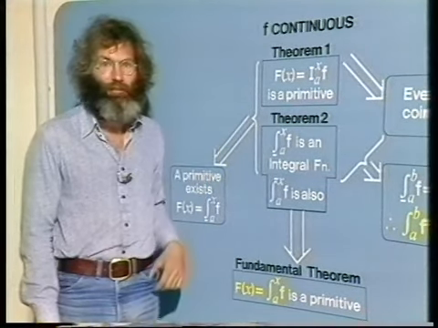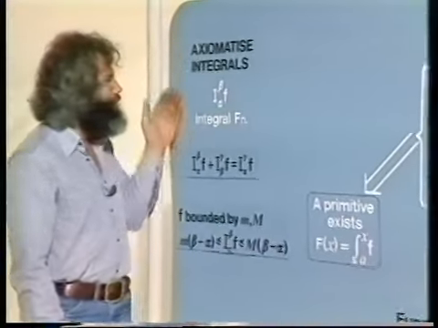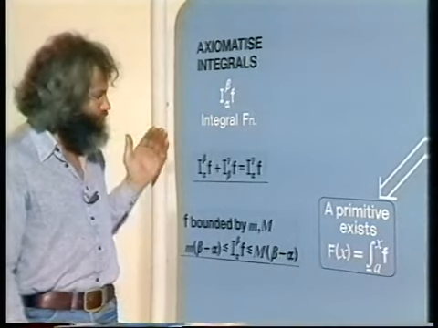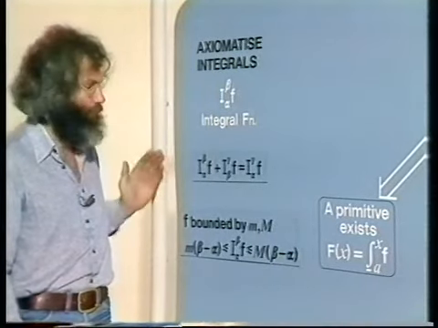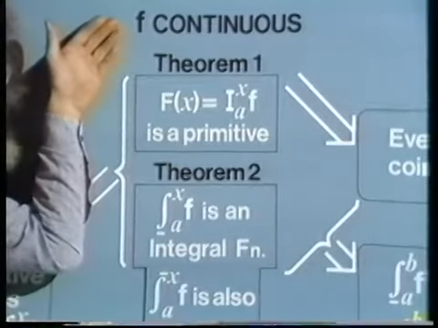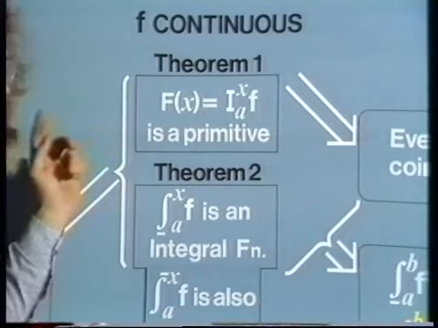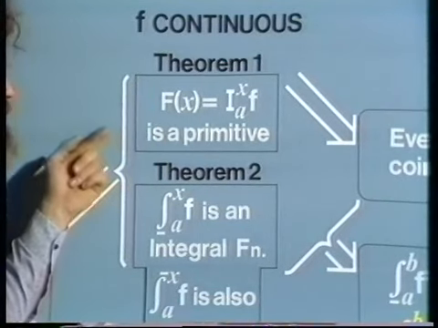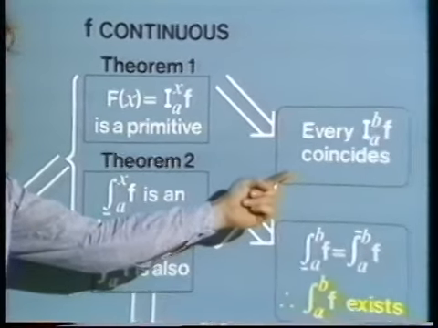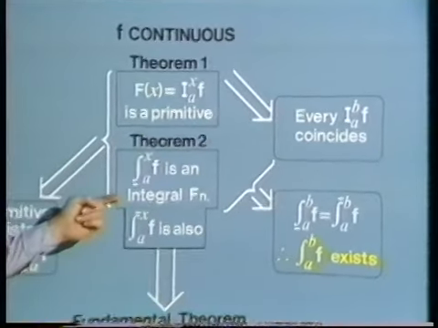thing and just summarize the steps again. We started out by axiomatizing integrals. We define an integral function to be something which just satisfies two axioms. We used those two axioms to prove that, provided the function was continuous, any integral function gave rise to a primitive. Any two primitives differ by a constant, so we deduced from that that any two integral functions coincided. Next, we proved that the lower integral was an integral function.